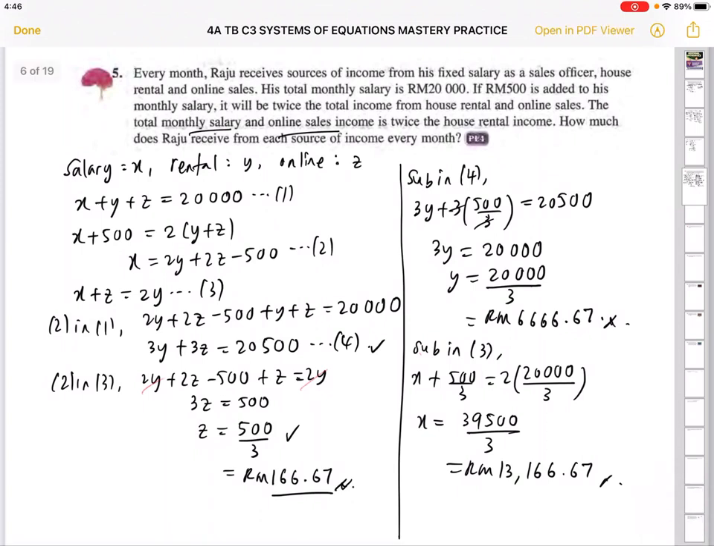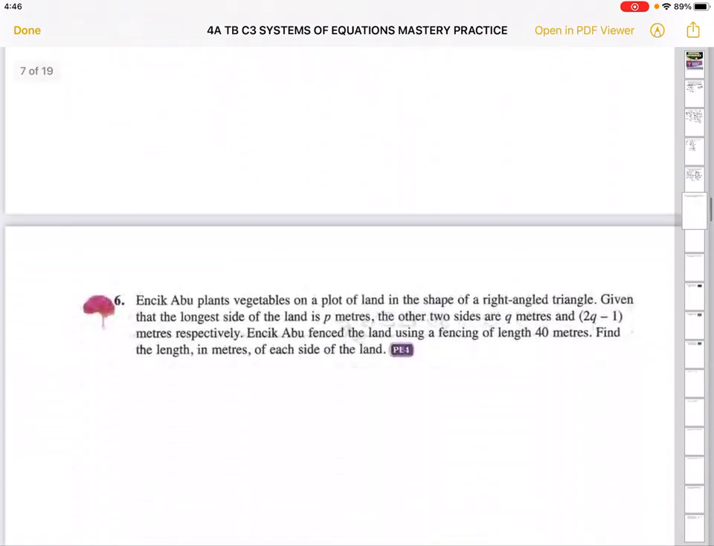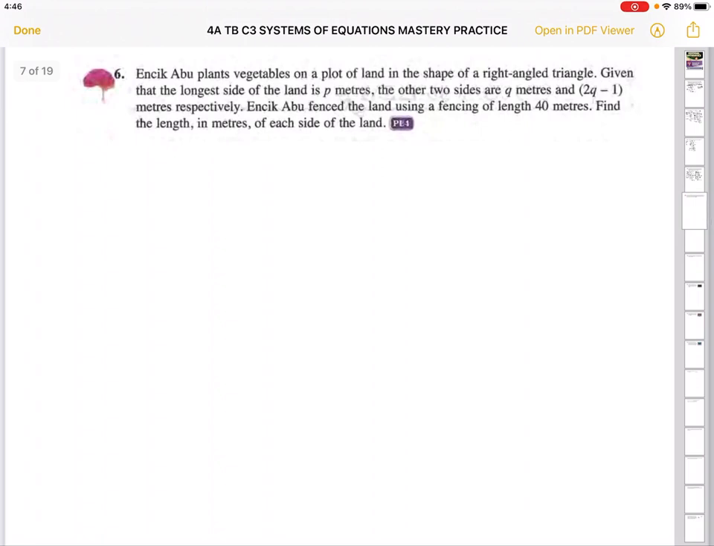So let's look at question number 6. Okay, so this is solving a simultaneous equation. Yeah, again, one unknown, one linear, one non-linear. Okay, Encik Abu plants vegetable in a block of land in the shape of a right angle triangle. So given that the longer side of the land is p meter, all right, the longer side. When they say right angle triangle, we know we're going to use Pythagoras theorem. This is p, longer side. The other two sides has a length of q and 2q minus 1. So q, 2q minus 1.